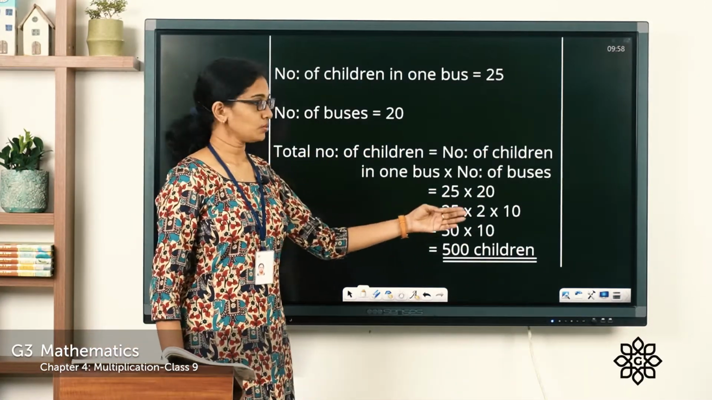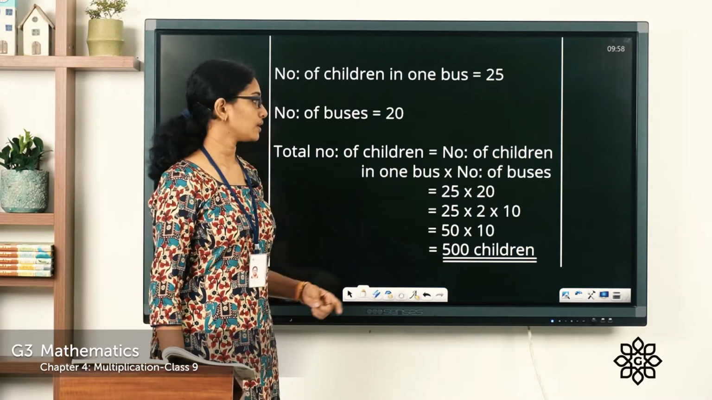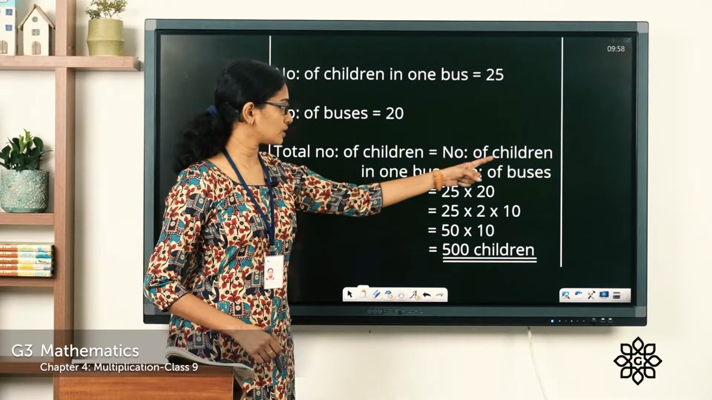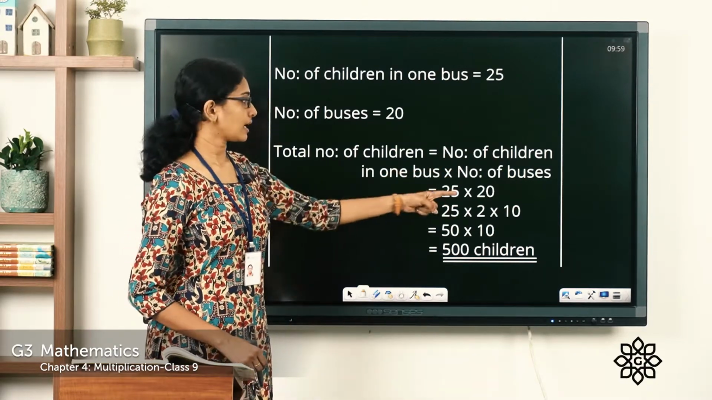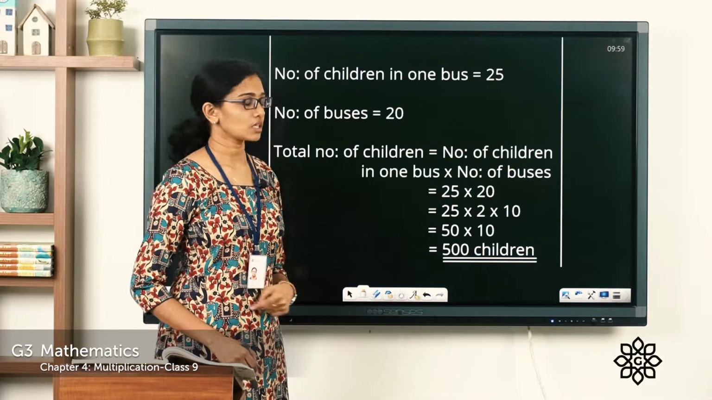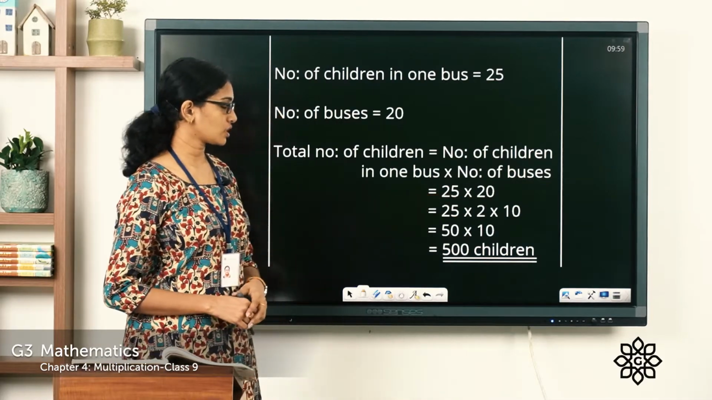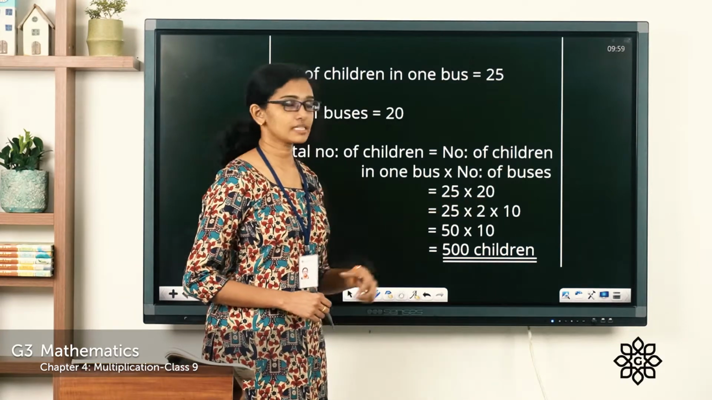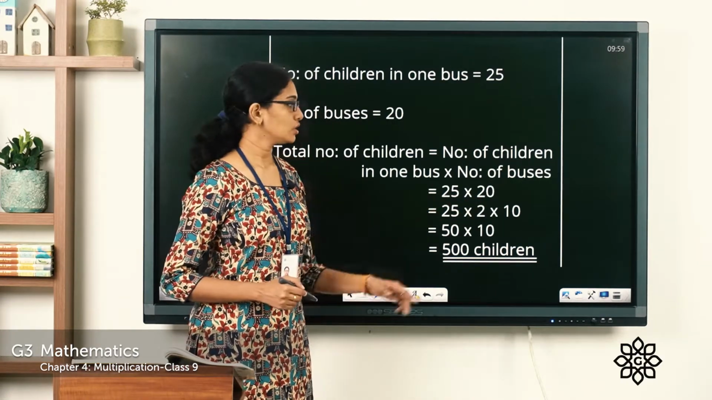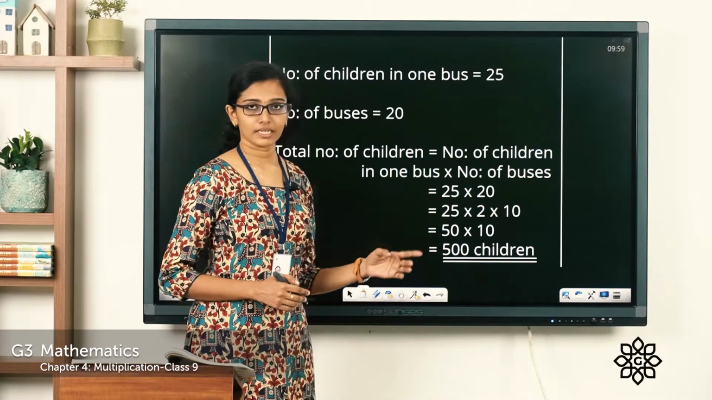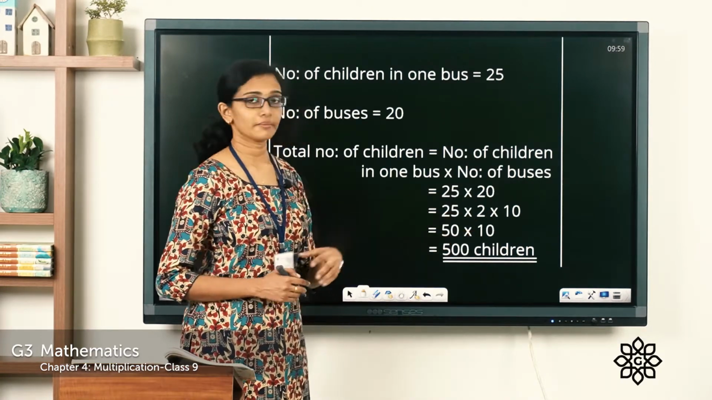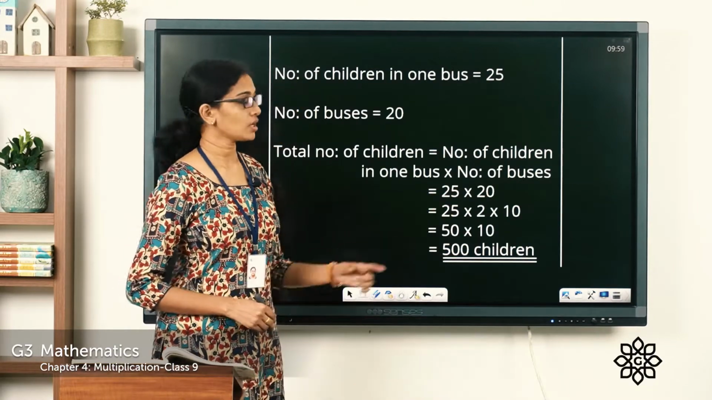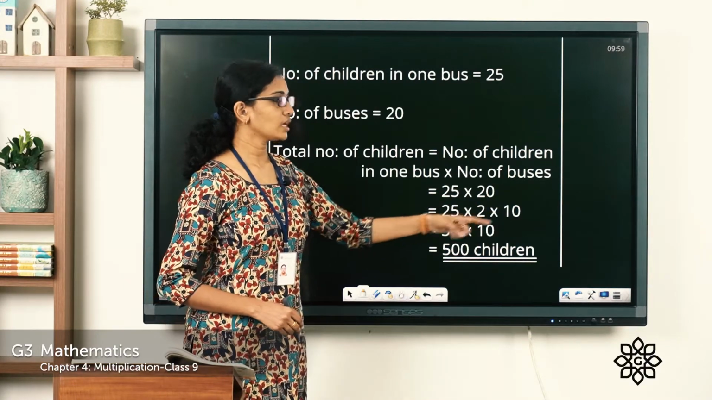The total number of children would be equal to 25 into 20. 25 is the number of children in one bus and 20 is the number of buses. So, we have the multiplication here, 25 into 20. This 20 is a multiple of 10, right? So, let's split this 20 as 2 into 10. So, the multiplication would become 25 into 20 is equal to 25 into 2 into 10.